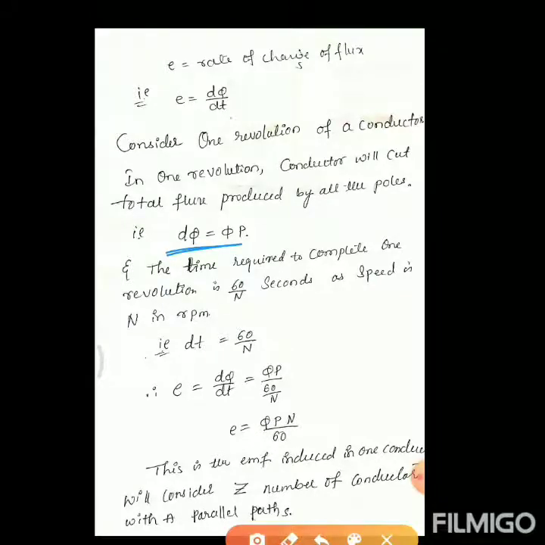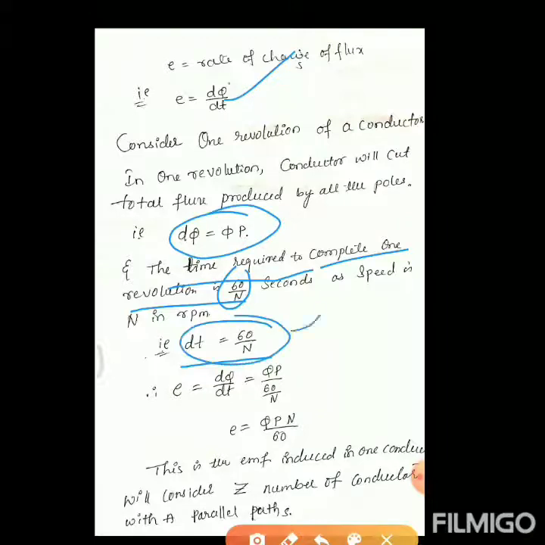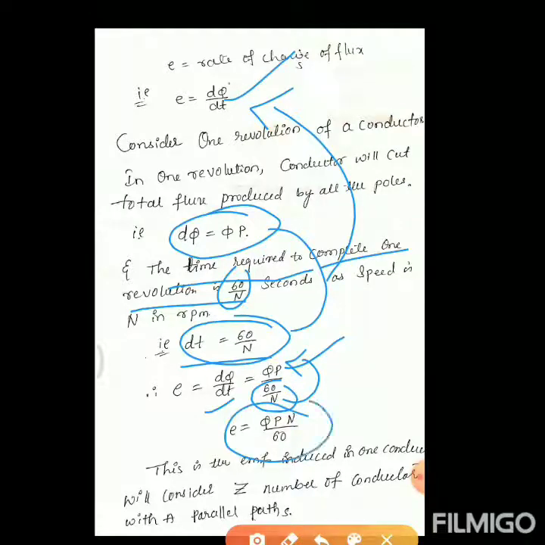Then let us see what dt is. The time required to complete one revolution is 60 by N seconds, so dt is equal to 60 by N. Since you know d phi and dt, substitute these two values in the equation E is equal to d phi by dt. d phi is phi into P, dt is 60 by N. Therefore N moves to the numerator, giving phi P N by 60. Remember, this is the induced EMF in a single conductor.